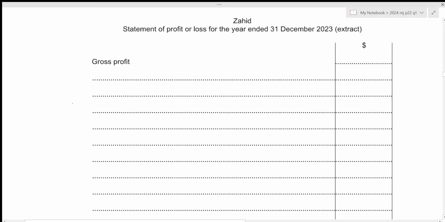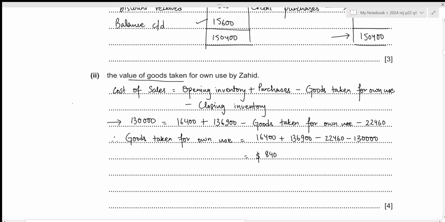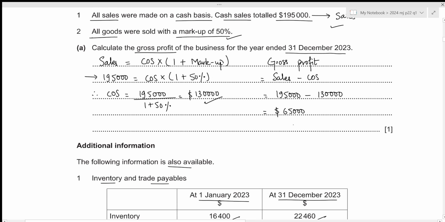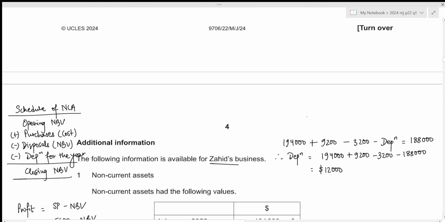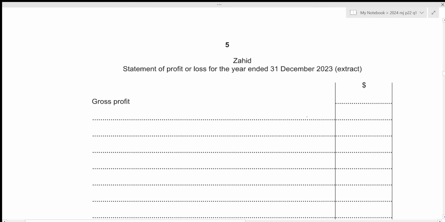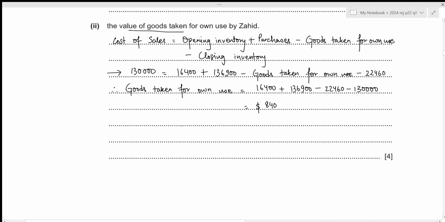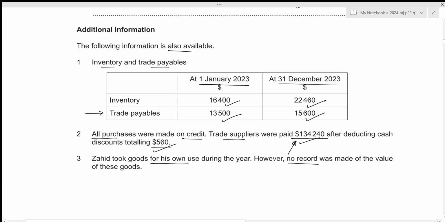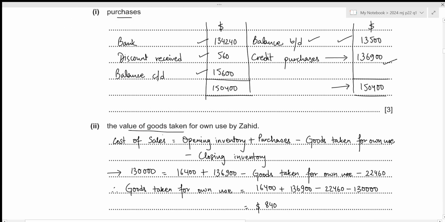Now we start with the gross profit, which we calculated in the first part. So that was 65,000. After gross profit, we always need to add other incomes. So let's start there. And in this case, we had discounts received. That is also an income. So let's start at the top. The value for discounts received was given to be 560. So that is our first income.